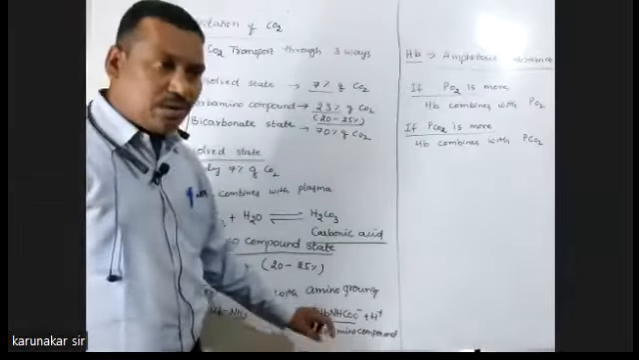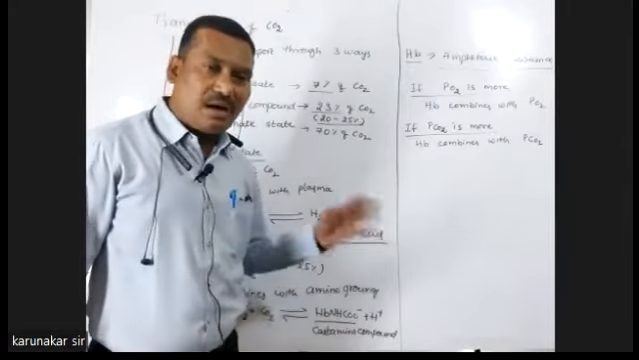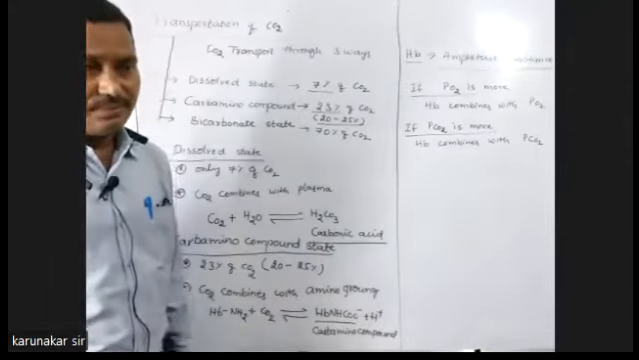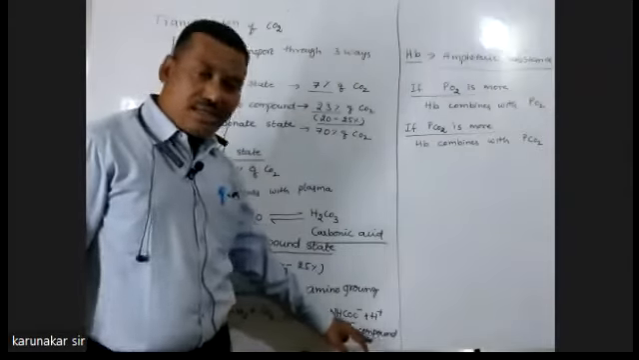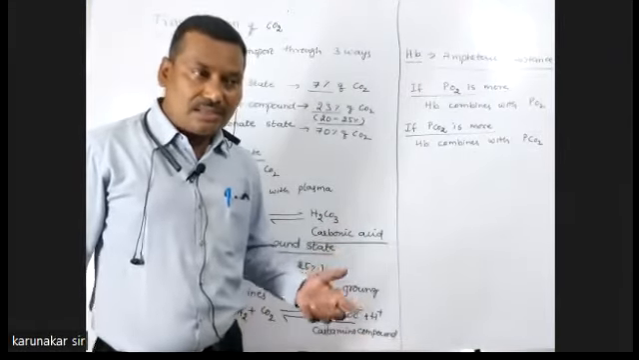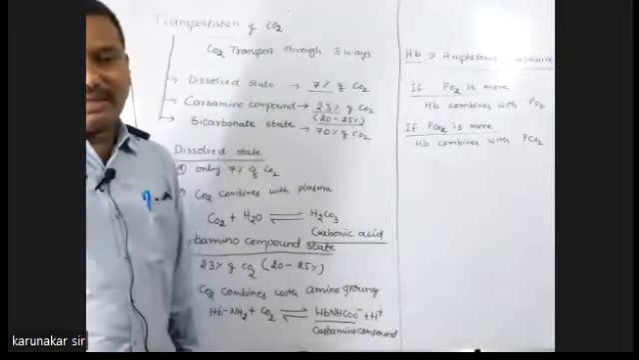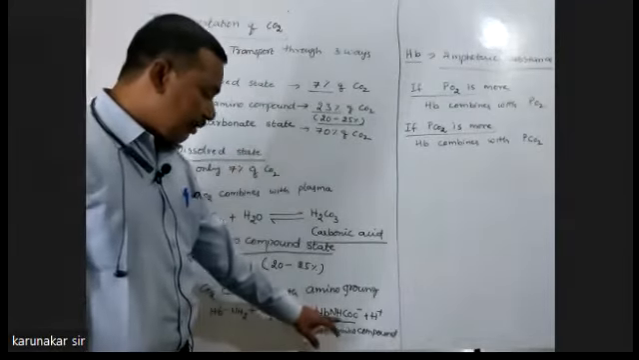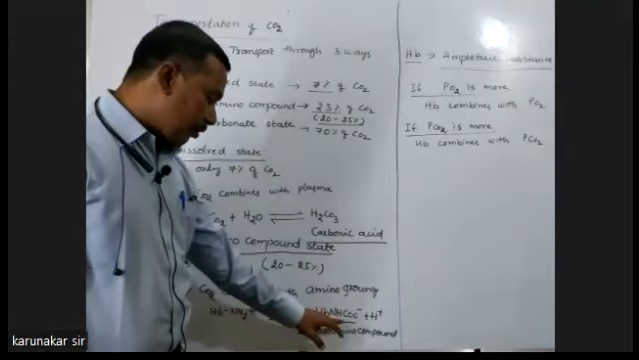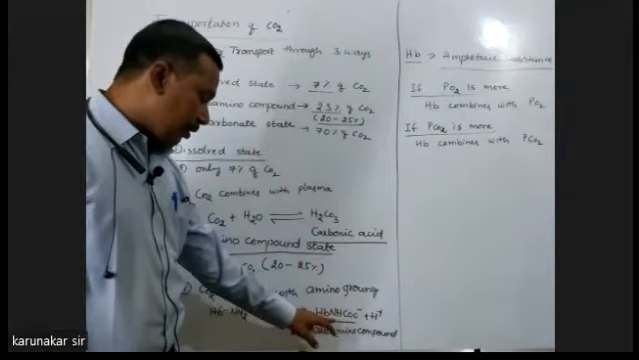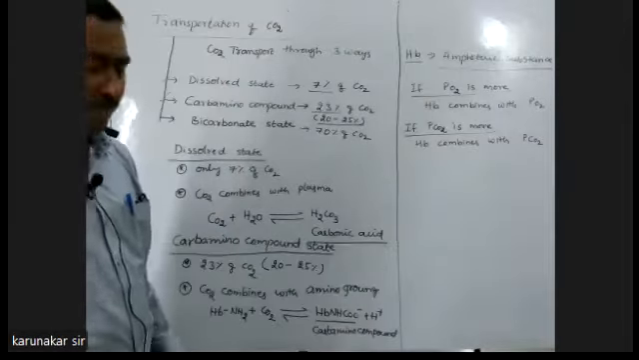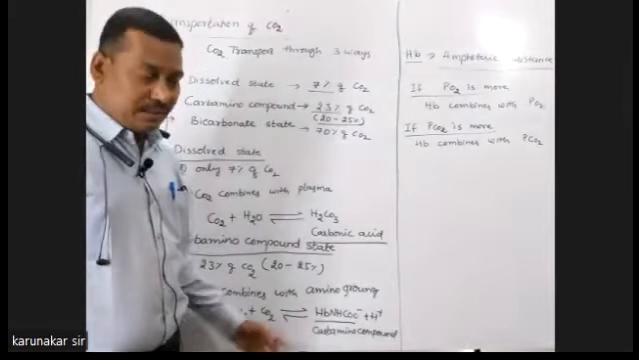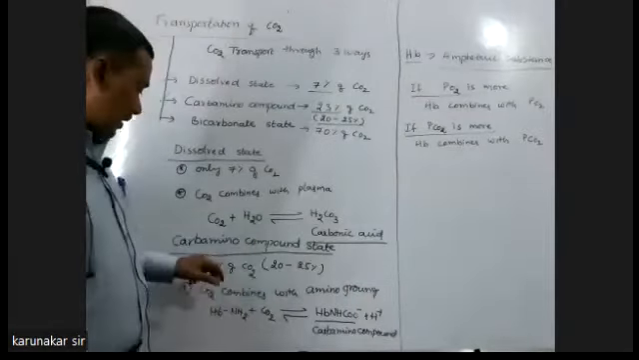When this carbamino compound reaches the alveoli, the lungs, where more oxygen is present, the carbamino compound splits into CO2 and hemoglobin, and this CO2 will come outside. Here we have to discuss that. Listen to me and listen carefully.